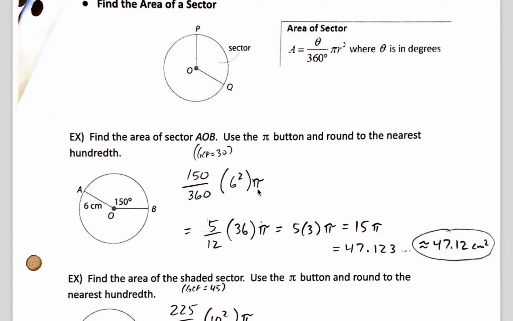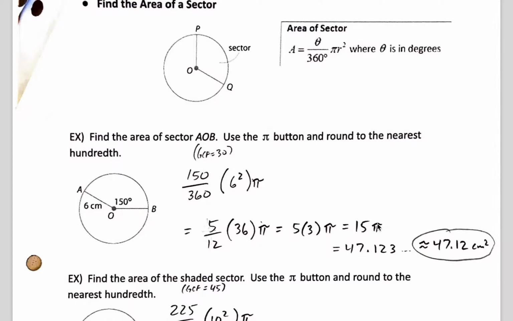Let's find our area this time in terms of our radius, since that's what we're given. So we'll square our radius, multiply by pi, and then take a fraction of that. If we reduce this fraction, we have a common denominator of 30. That would be our greatest common factor. So if we divide top and bottom by 30, we get 5/12. 6 squared is 36. We could simplify a little bit further here. 36 divided by 12 is 3. And then 5 times 3 is 15. So our simplified answer in terms of pi is 15 pi.